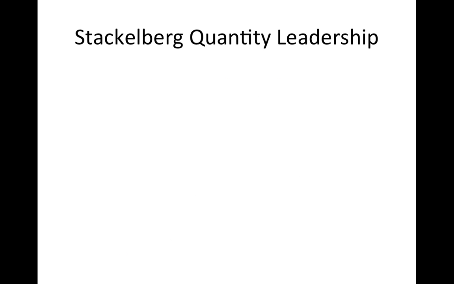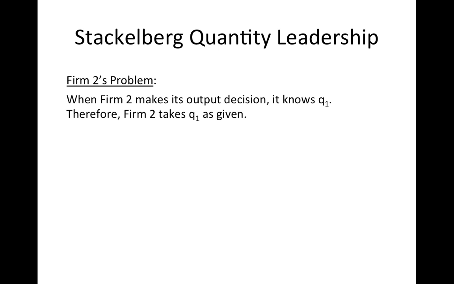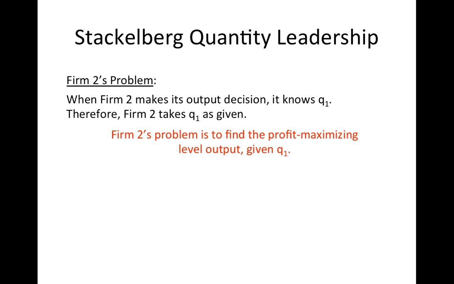To solve this problem, we will start by considering the problem from Firm 2's perspective. Note that because Firm 2 moves second, it knows how much output Firm 1 has chosen to produce. Therefore, Firm 2 takes Firm 1's output as given. Firm 2's problem is then to produce the amount of output that will maximize its profits given the amount of output that Firm 1 has chosen to produce.